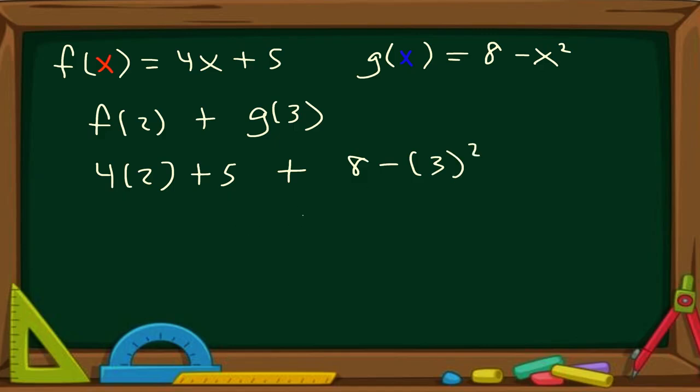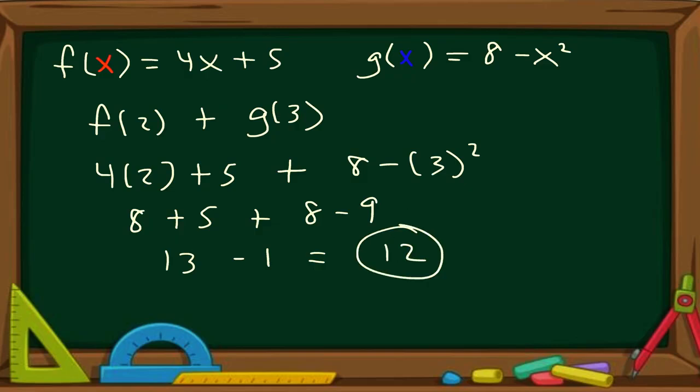And then let's add. 4 times 2 is 8, and 3 squared is 9. 8 plus 5 is 13. 8 minus 9 is negative 1. 13 minus 1 is 12. So that's the value of f of 2 plus g of 3. You just find the two values and you add them.